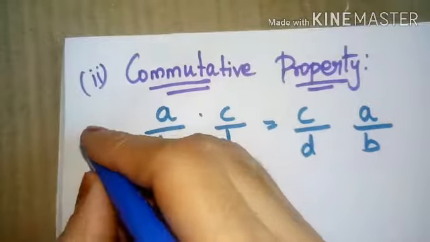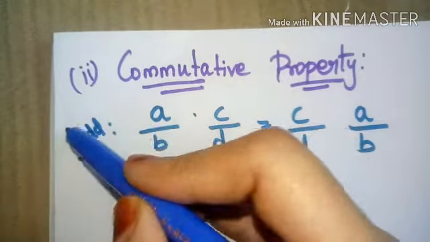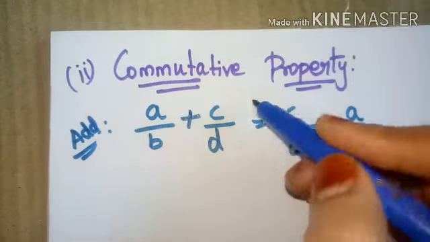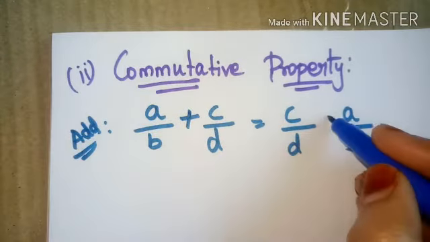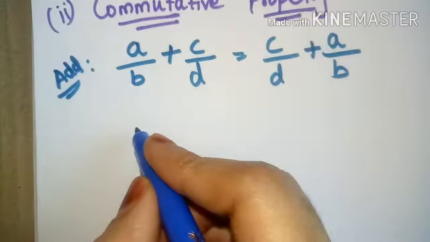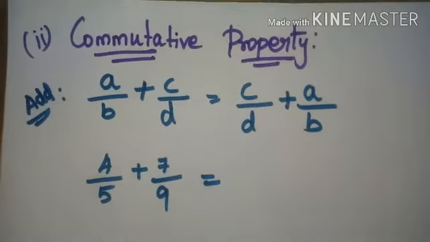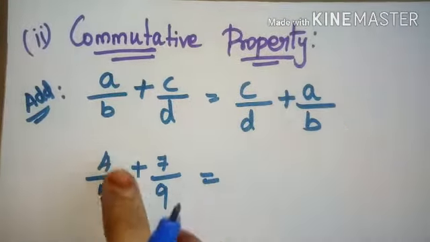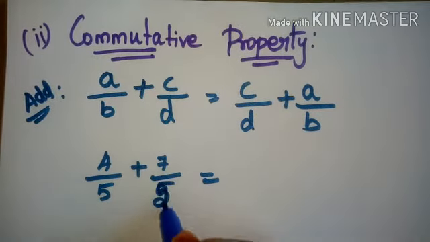Now first let us solve addition. We are going to check whether addition is satisfying in commutative property or not. A by B, addition means plus, C by D. Next we have to write the second term first: C by D plus A by B. Consider any two fraction numbers. Let us take A by B as 4 by 5, plus C by D as 7 by 5.